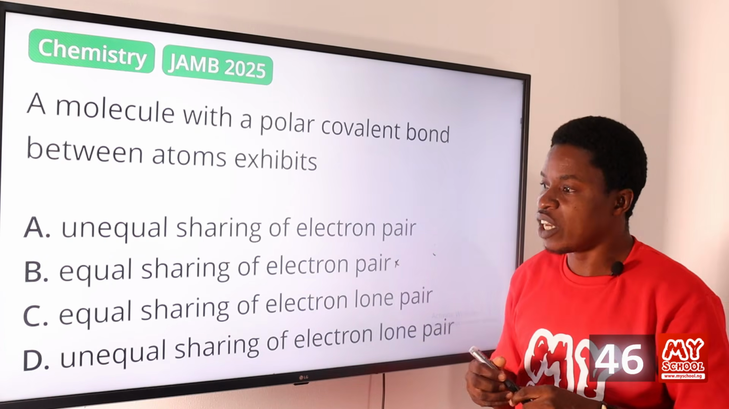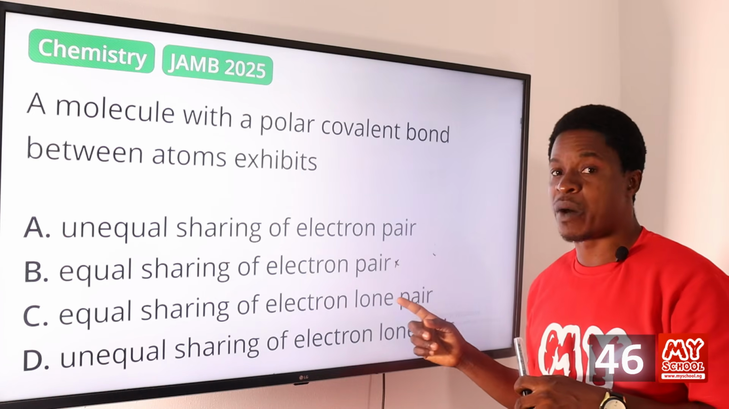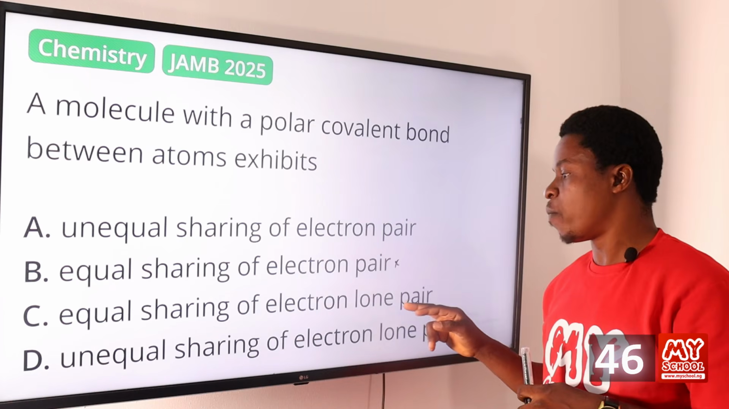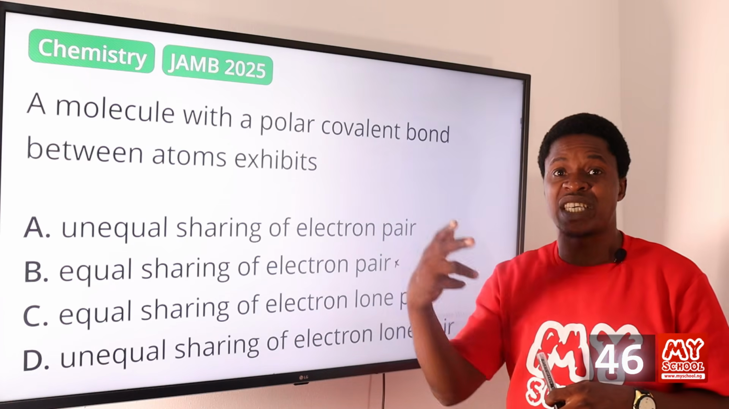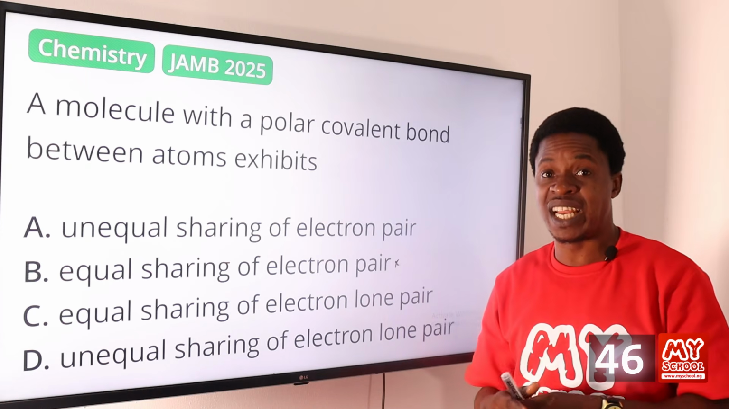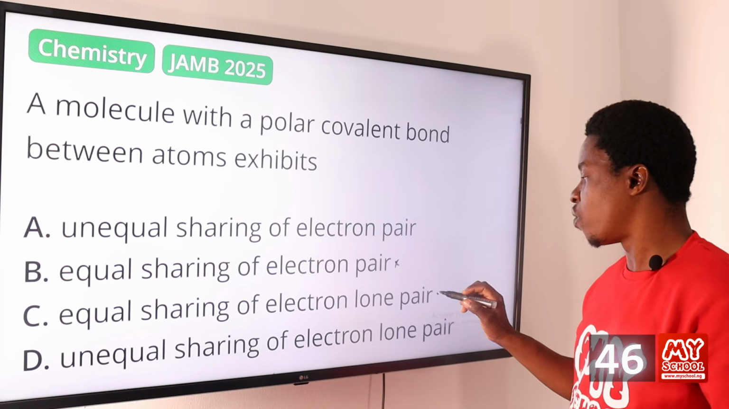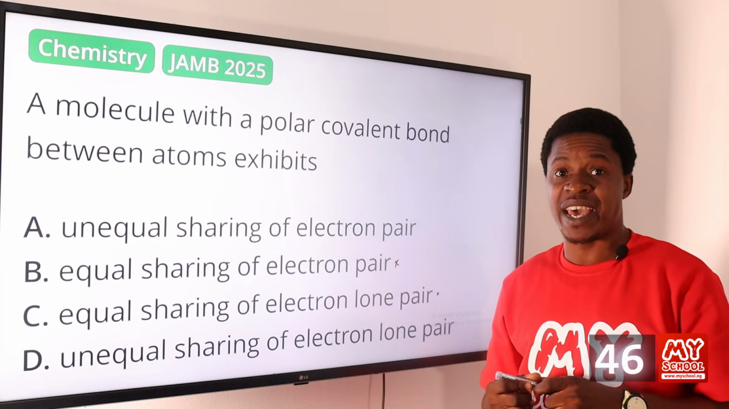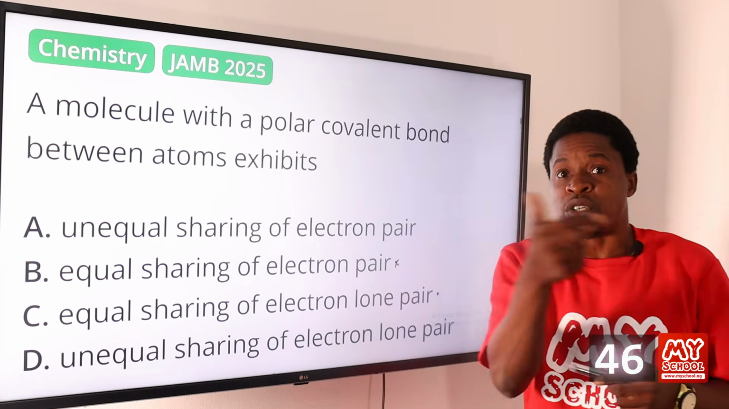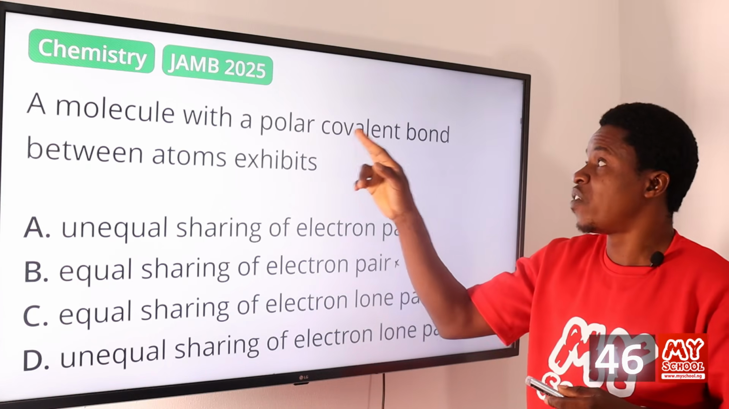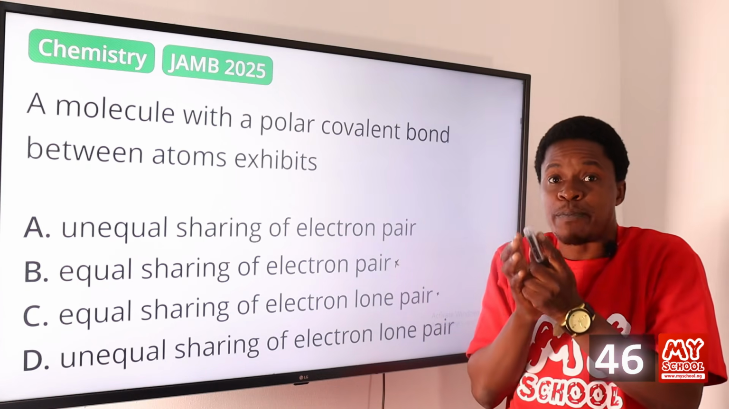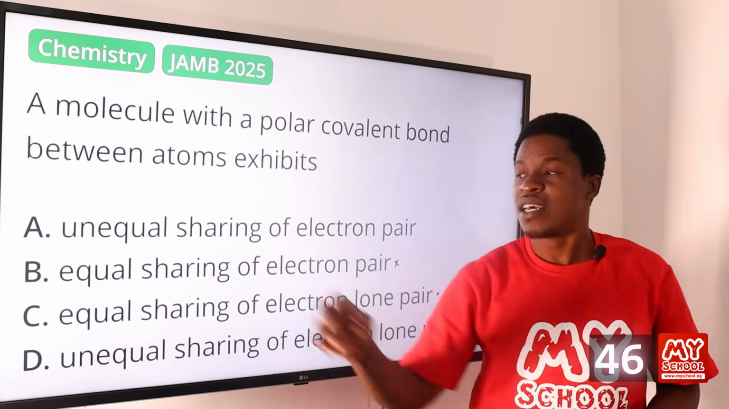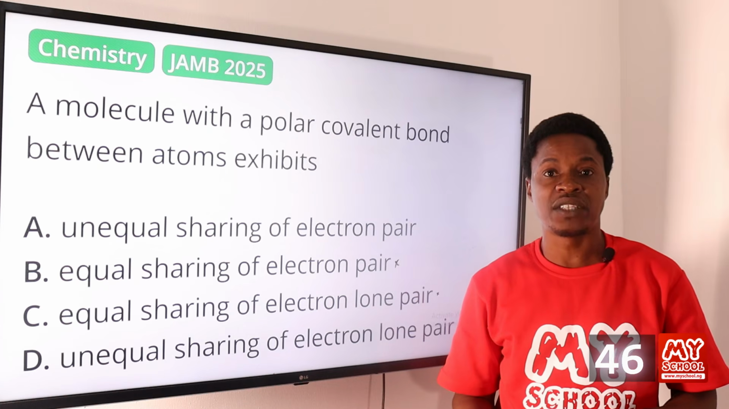Option C says equal sharing of electron lone pair. A lone pair is a non-bonding pair of electrons, the pair that is left over and not involved in bonding. But we are talking about polar covalent bonding, the one that takes place in bonding. So the correct answer here is option A, unequal sharing of electron pair.